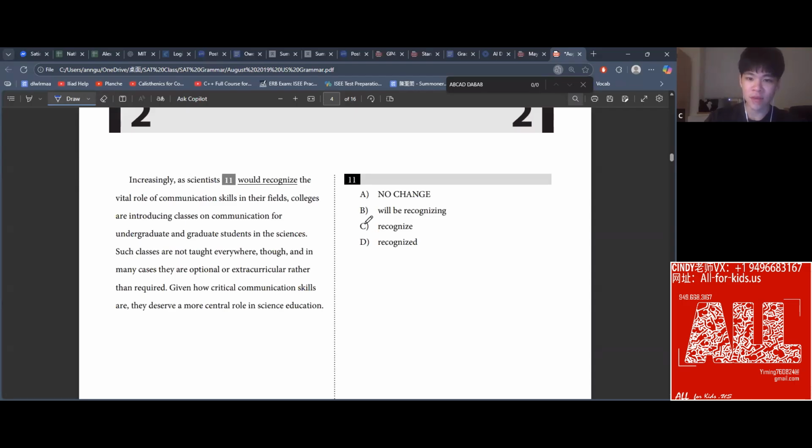Increasingly, as scientists recognize, right? This is just a verb. So one thing we'll see here is would is past tense, right? They would have done it, but they didn't. So past tense. This is will be, so it's future. Recognize is present tense. And then recognized is past tense. If you look at the sentence, colleagues are, right? So one sentence, one tense. This is present tense. We choose C.